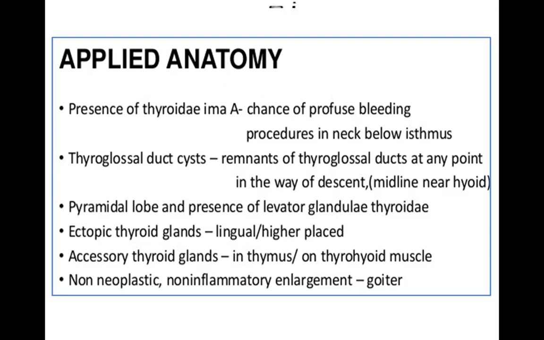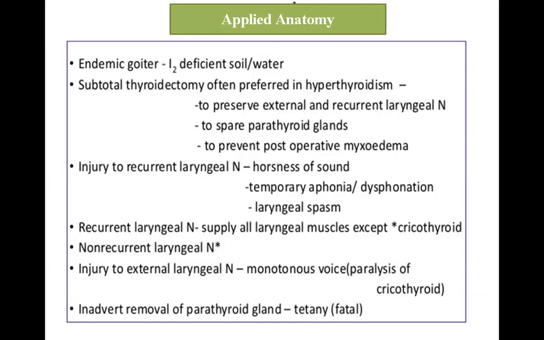Thyroglossal duct cyst is a remnant of the thyroglossal duct at any point in the way of descent. It may be midline near the head or it may be in the line of the thyroglossal duct. Pyramidal lobe and the presence of levator glandulae thyroideae. Ectopic thyroid gland, lingual or higher placed. Accessory thyroid glands in the thymus or the thyroid muscle. Non-neoplastic, non-inflammatory enlargement is known as goiter. Endemic goiter occurs because of deficiency of iodine in the soil or the water.